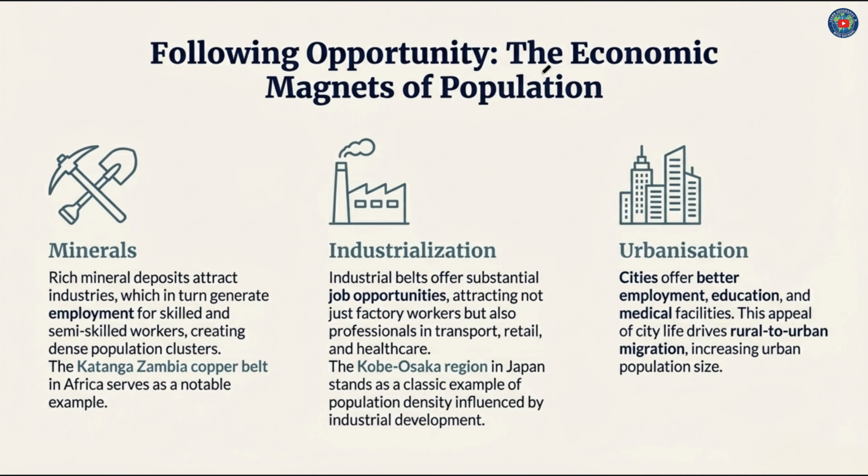Then the following opportunities, the economic magnets of population. Minerals: rich mineral deposits attract industries, which in turn generate employment for skilled and semi-skilled workers, creating dense population clusters. The Katanga-Zambia copper belt in Africa serves as a notable example. Similarly, industrial belts offer substantial job opportunities, attracting not just factory workers but also professionals in transport, retail and healthcare. The Kobe-Osaka region in Japan stands as a classic example of population density influenced by industrial development.